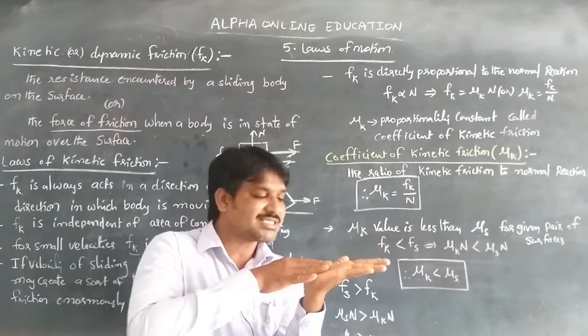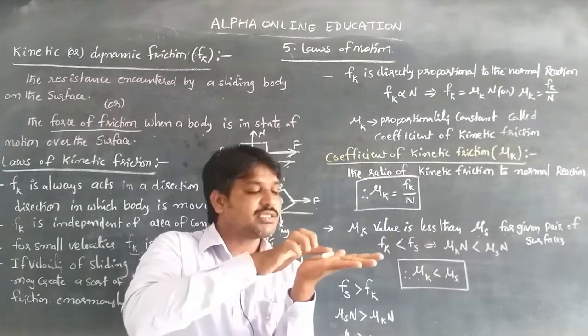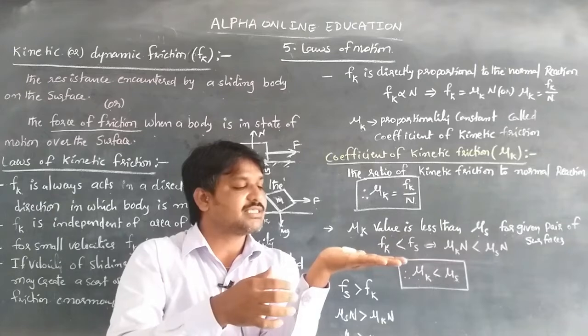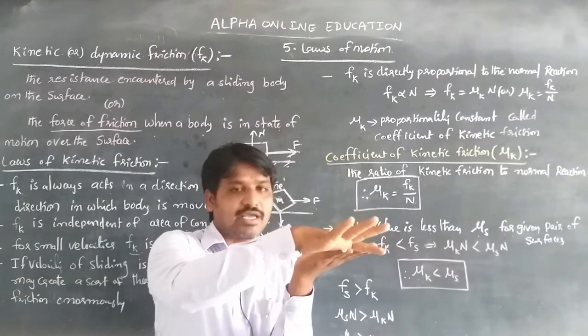When the body is sliding over another body. In case of rolling friction, it means the body is rolling like this. The chalk is rolling from my hand. That is rolling friction, which is offered whenever a body is rolling.